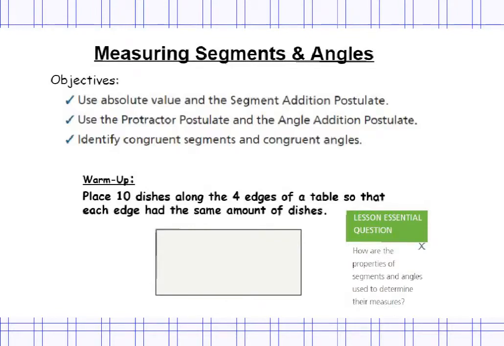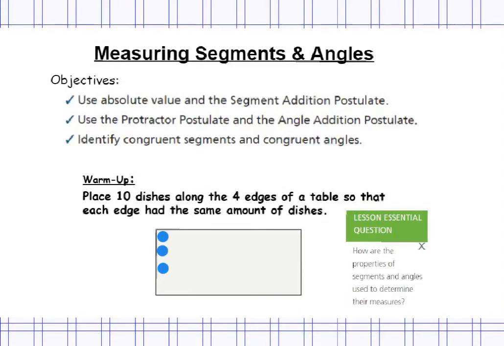For today's warm-up, place 10 dishes along 4 edges of a table so that each edge has the same number of dishes. Yes, it can be done. Take a moment and try it on your own, and then hit play to see if your answer corresponds with mine.